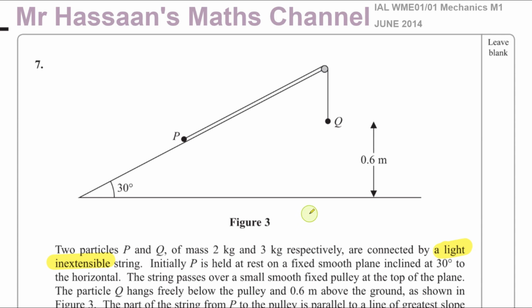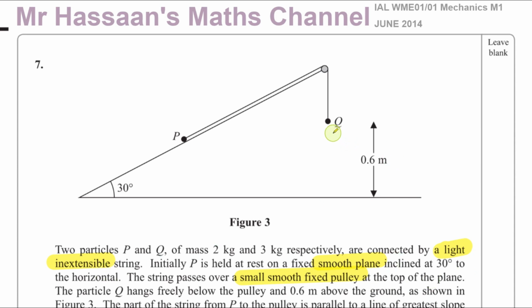Initially P is held at rest on a fixed smooth plane. So there's no friction on the plane. Inclined at 30 degrees to the horizontal. The string passes over a small, smooth, fixed pulley. Okay, so you have a smooth plane, so no friction, and the string passes over a small, smooth, fixed pulley, meaning there's no friction in the pulley. Therefore, the tension in the string on either side of the pulley will be equal. Okay, fixed at the top of the plane.